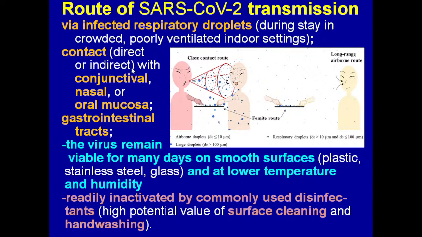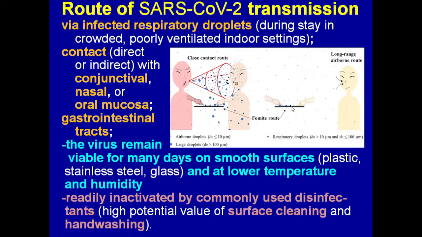So contact, direct or indirect. This is a close contact route when the droplets. Then contact through fomite routes. First, the infection happens with the conjunctival, nasal and other mucosa. Then the fomite route also happens through the conjunctival or nasal mucosa or through the GIT. Then the virus remains viable for many days on smooth surfaces.